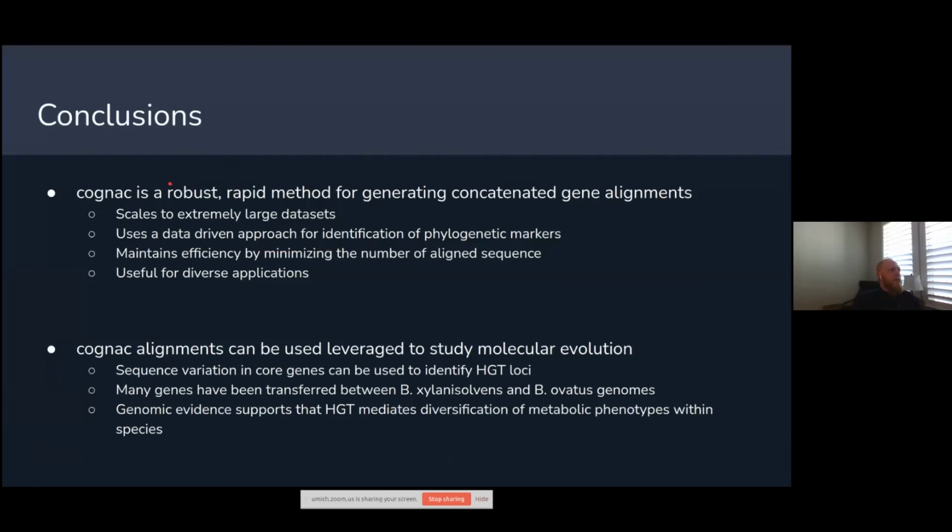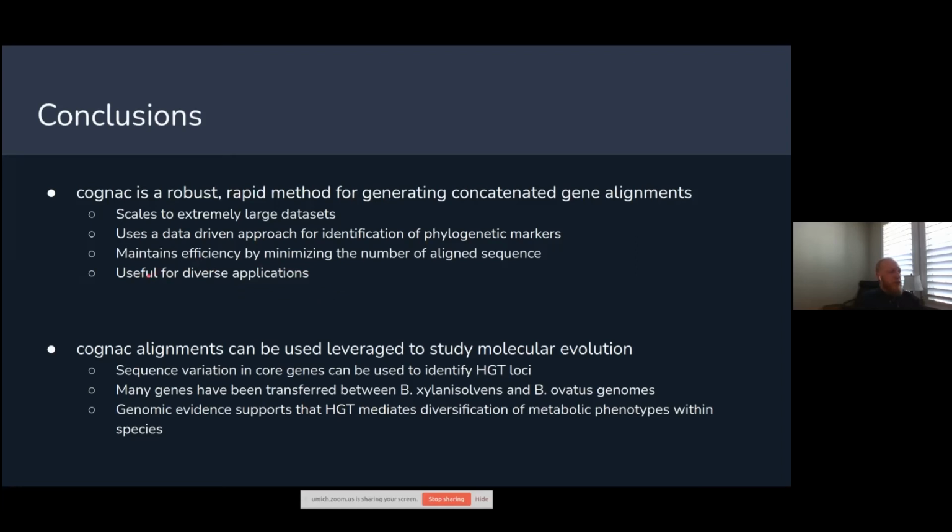So, conclusions. We have developed COGNAC, which is a robust and rapid method for generating concatenated gene alignments. And we were able to build it in a way which enables it to scale to extremely large data sets and still maintain reasonable memory usage and runtime. Additionally, we developed a data-driven approach for finding phylogenetic markers that are common to a given data set. And we were able to use several algorithmic tricks which enable us to maintain efficiency.